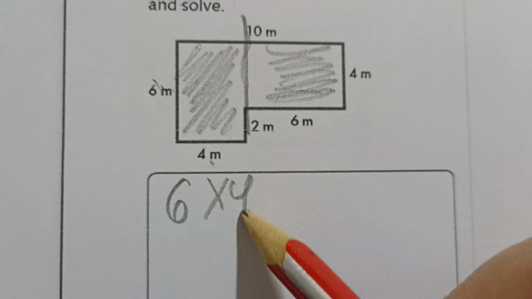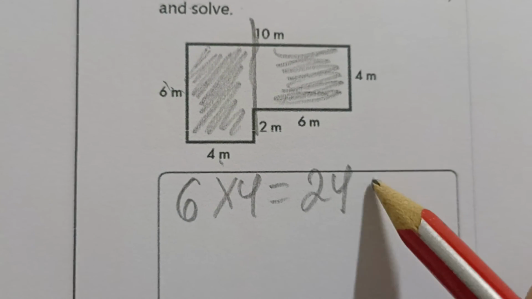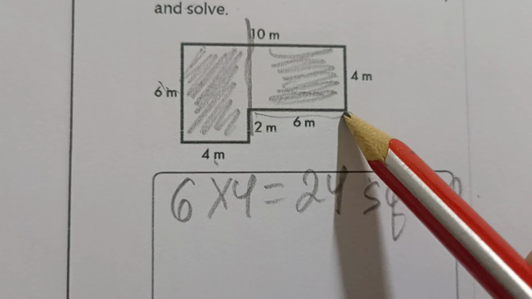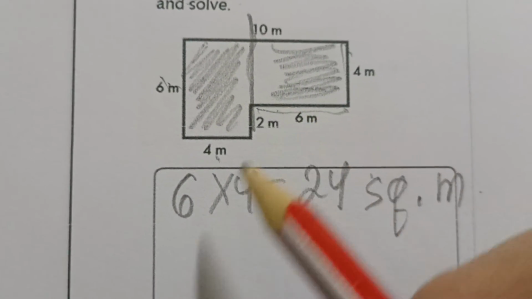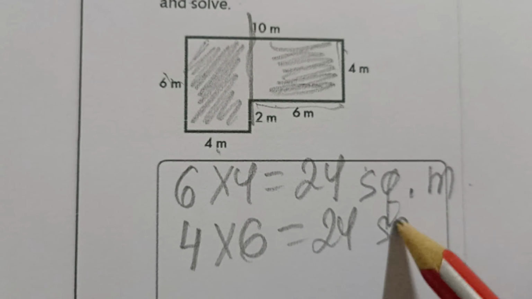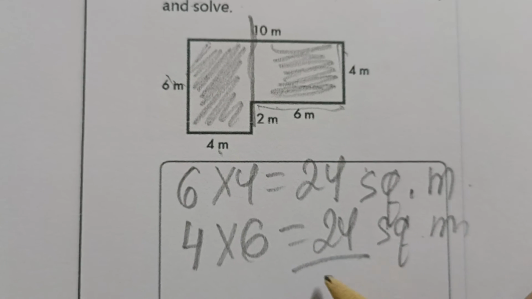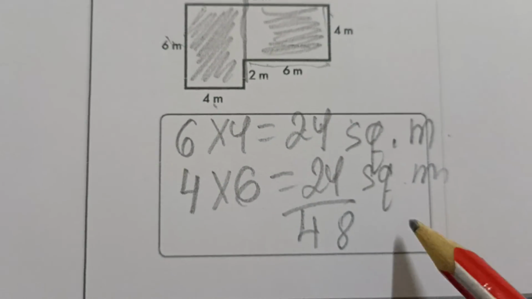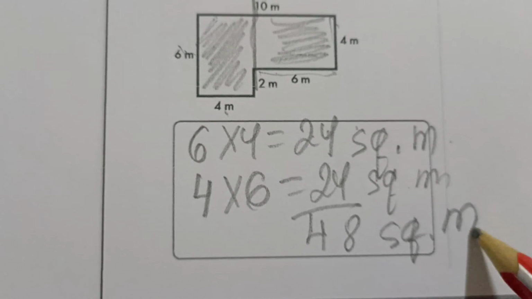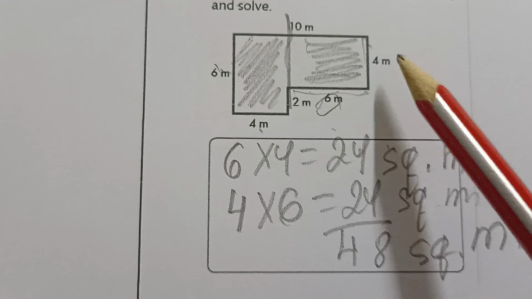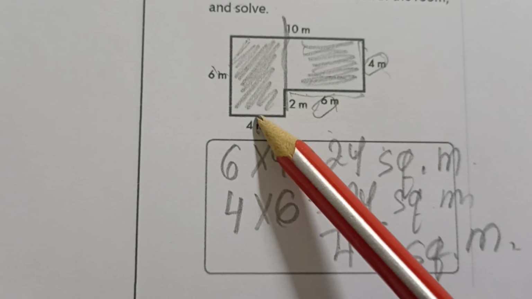The first one, 6 times 4, 24 square meters. The second one 6 and 4 also, but 4 and 6. 4 and 6 is going to be also 24. Together 48 square meters. That's it, okay? Here, that's it. Just be careful when you're looking at numbers.